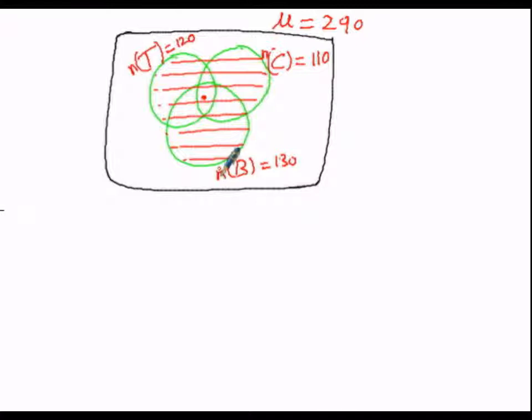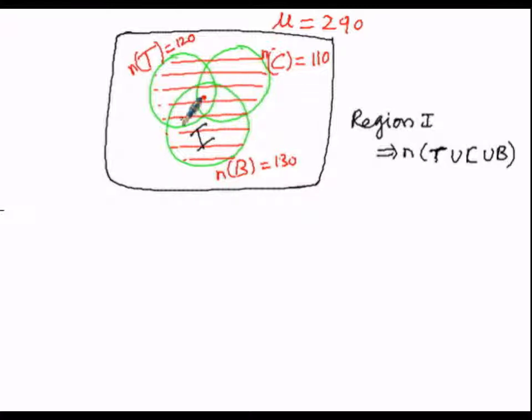So here, this region is the first region. Region 1 indicates n of tennis union cricket union badminton. So those who sit in these 3 regions give us the number of members who play tennis or cricket or badminton.